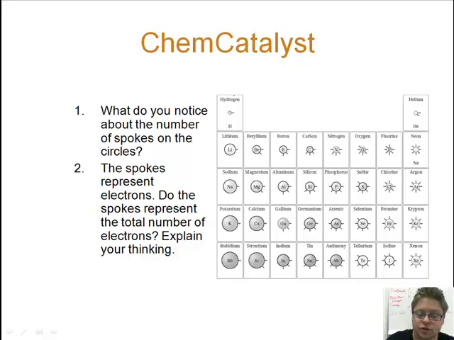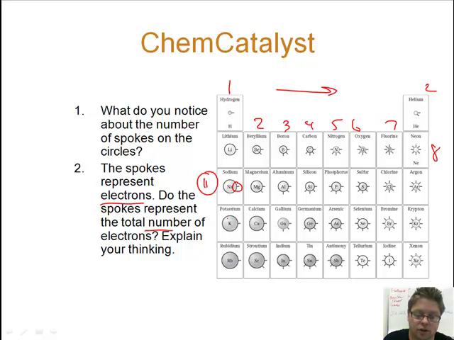Number of spokes, you should see that in the first one there's 1 spoke, 2 spokes, 3, 4, 5, 6, 7, and many of these have 8 except that one that has 2. They tend to increase by 1 as we go across. The spokes represent electrons. Do the spokes represent the total number of electrons? Well, sodium's number 11 on the periodic table. It's only got 1 electron. Potassium, number 19, it's only got one electron here. So it doesn't look like it's possible to explain the total number of electrons. So what are these little spokey things representing?